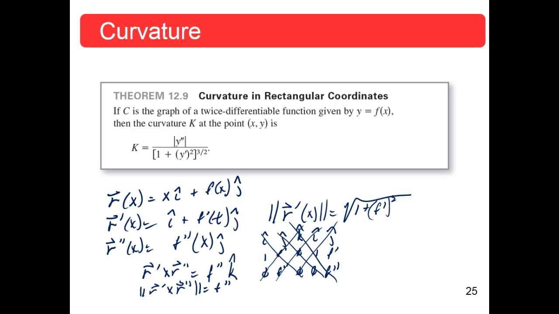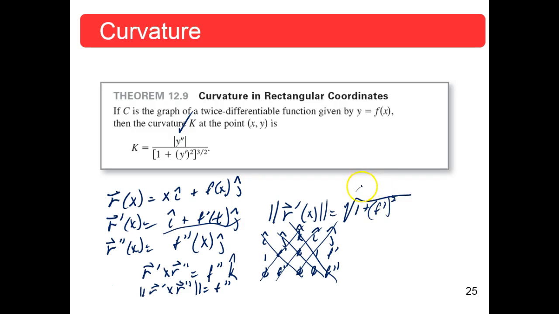Did you need that? Yeah, you needed that. So that then gives you the magnitude, or absolute value, of Y double prime divided by the magnitude of R prime cubed.